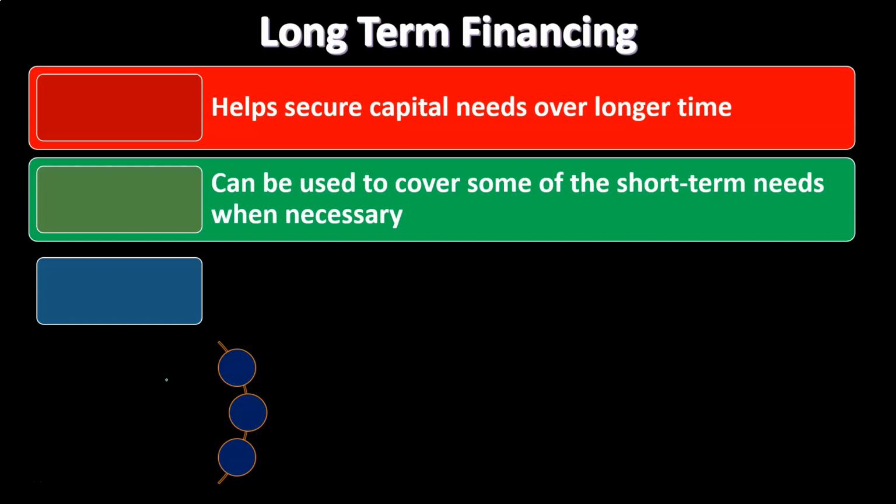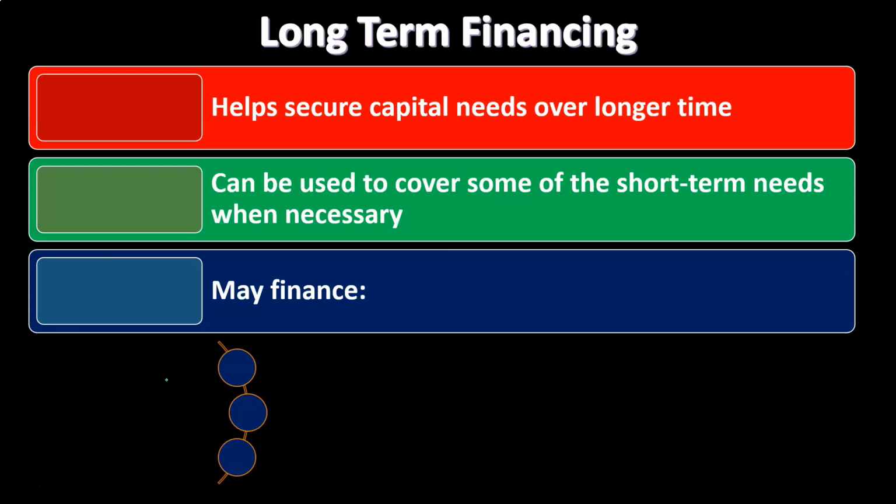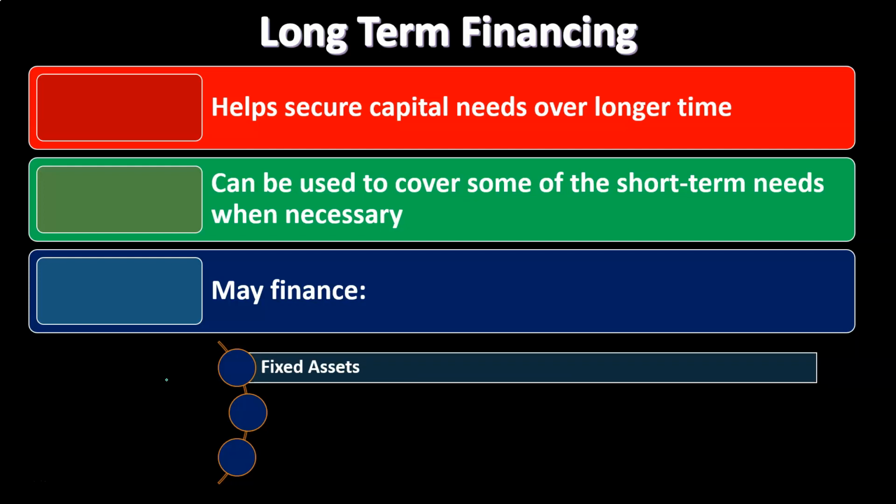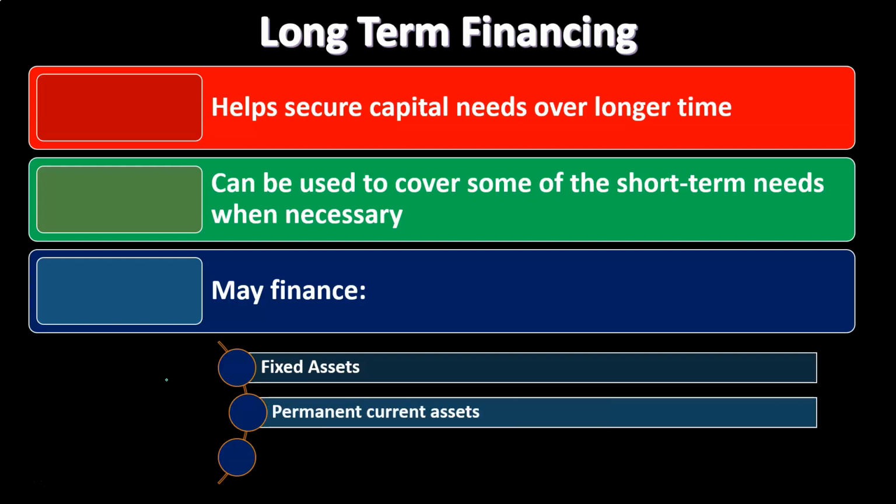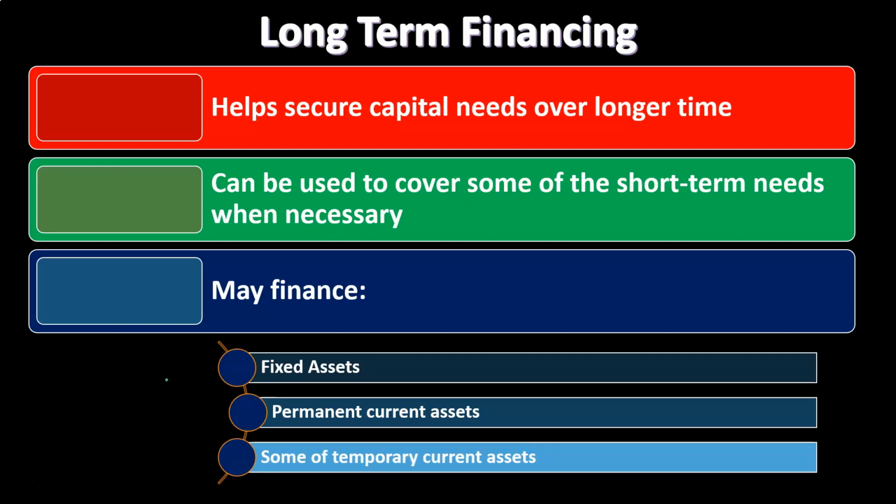It can be used to cover some of the short-term needs when necessary. So we may be able to use long-term financing to cover some of the short-term needs. If we were to do that, then that might be a less aggressive or more conservative type of strategy that we can be using to have the set financing covering some of those short-term assets. So we may use long-term financing to finance fixed assets. Obviously, those fixed assets are going to be fixed over the long period of time, and we might use the long-term financing to cover those. We might use long-term financing to cover the permanent current assets, which you would expect. And we could even use some of the long-term financing to cover more of the temporary current assets, which again would be a less aggressive strategy or a more conservative type of strategy.